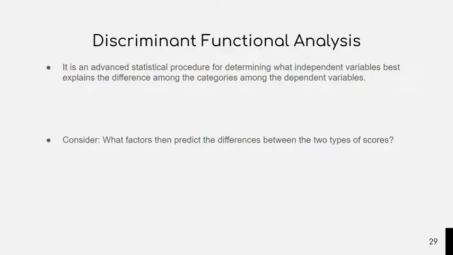Now, it is an advanced statistical procedure for determining what independent variable best explains the difference among the categories of the dependent variable. So in this, we have to consider what factors then predict the differences between the two types of scores. So we use this analysis when the dependent variable is a categorical variable, such as gender, sex, etc. And the independent variable is a continuous variable.